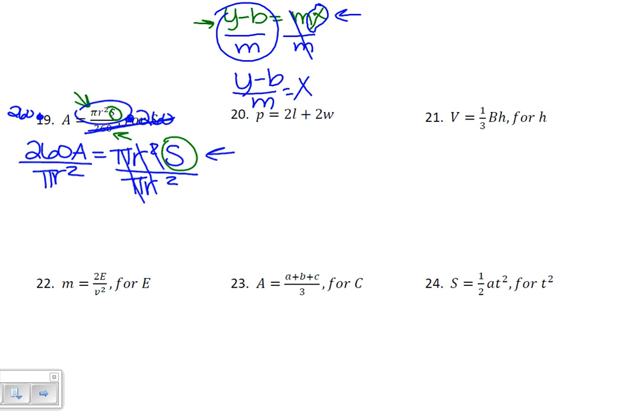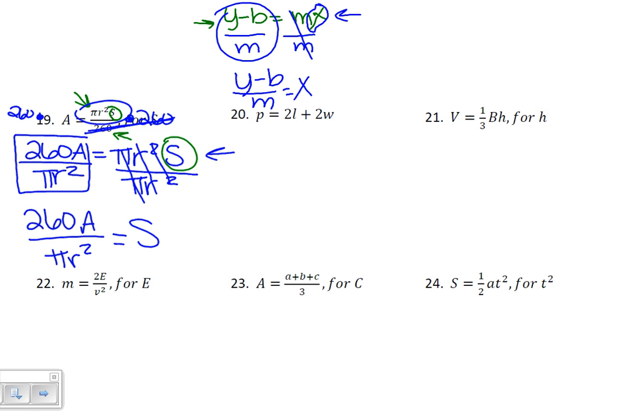These cancel. So I have s equals, again, I don't know what this is. It's fine. You're just going to write it just like it looks. 260a divided by pi r squared. It's fine. You're not looking for a number answer.